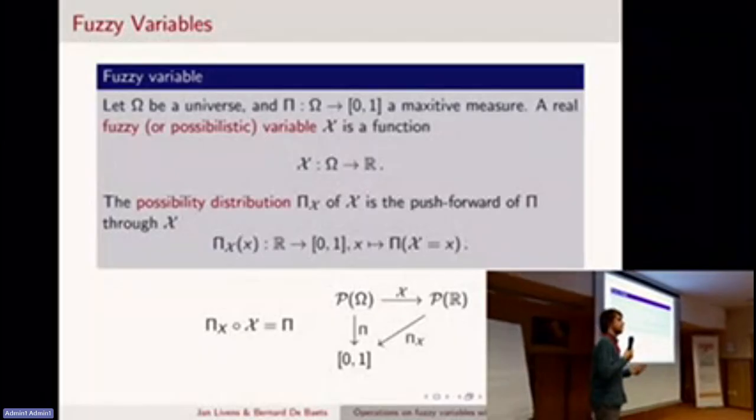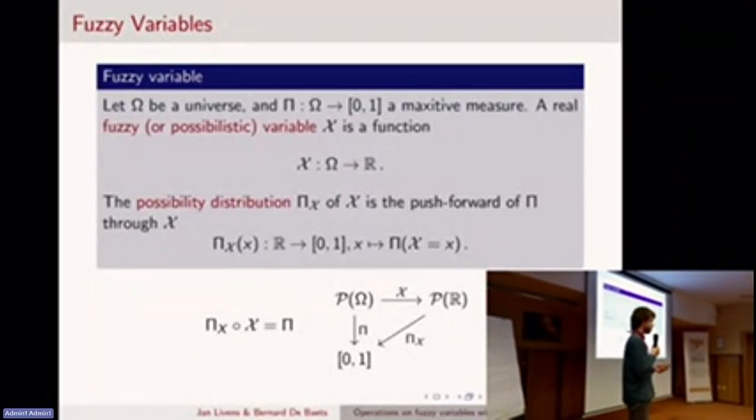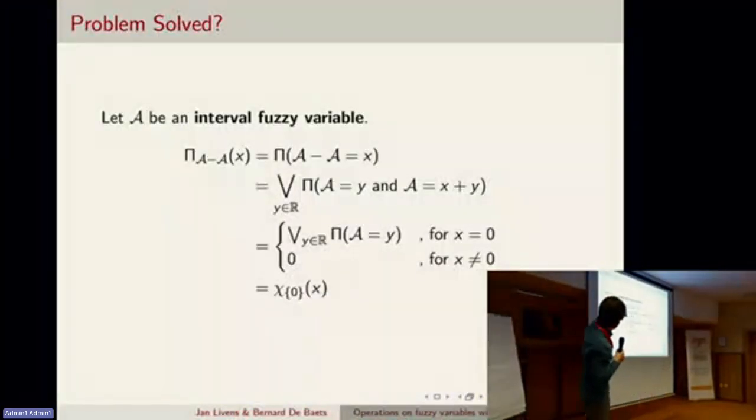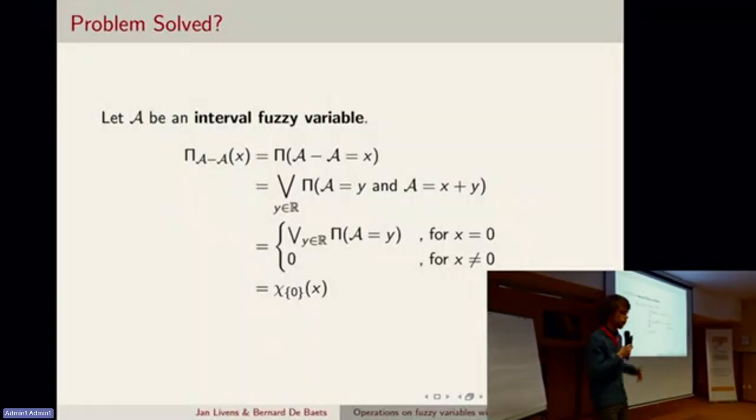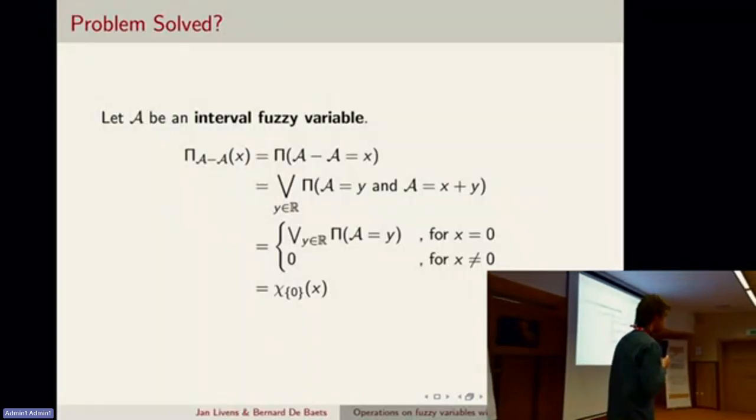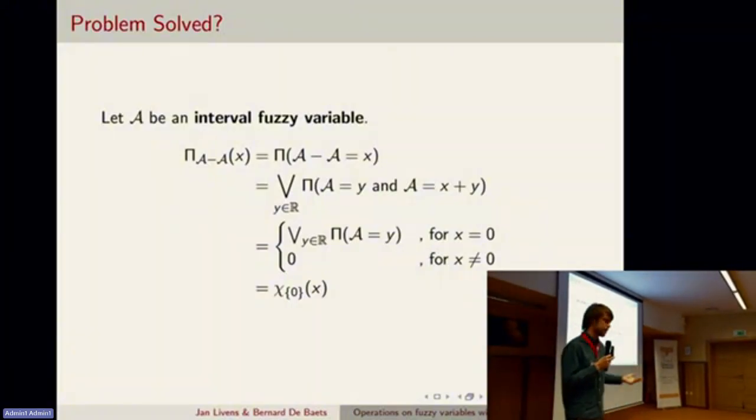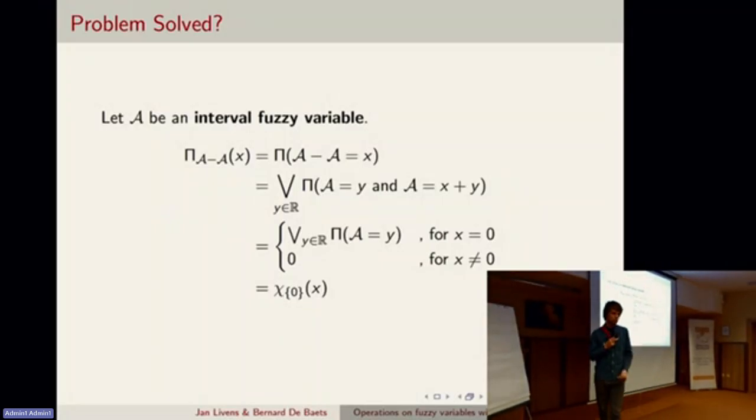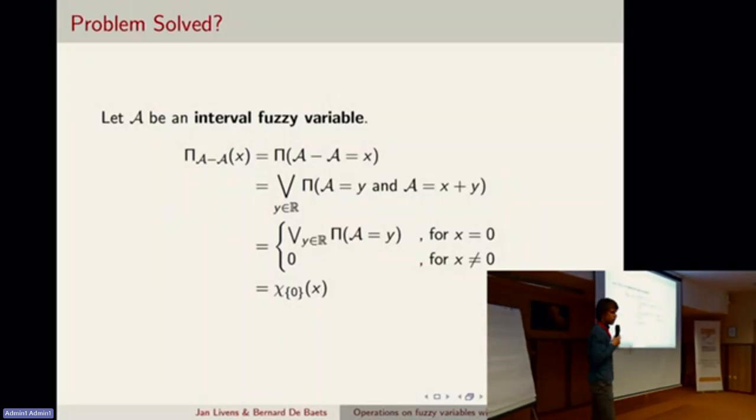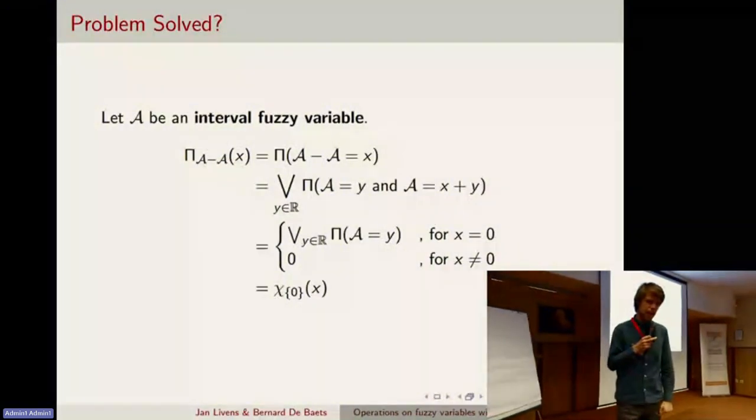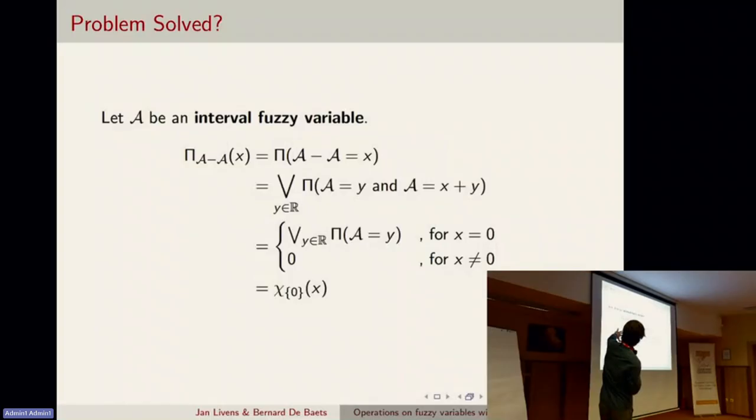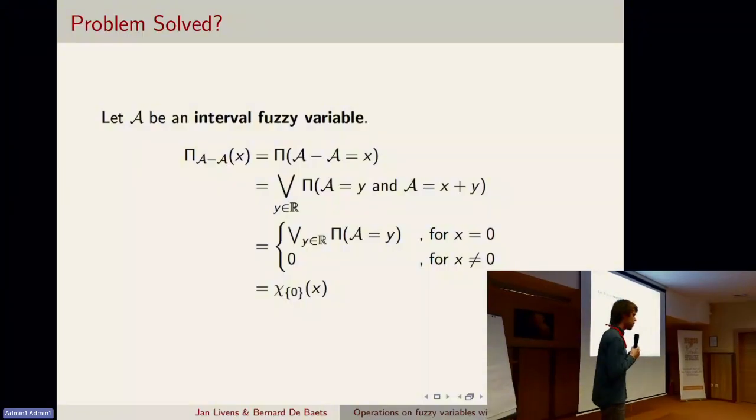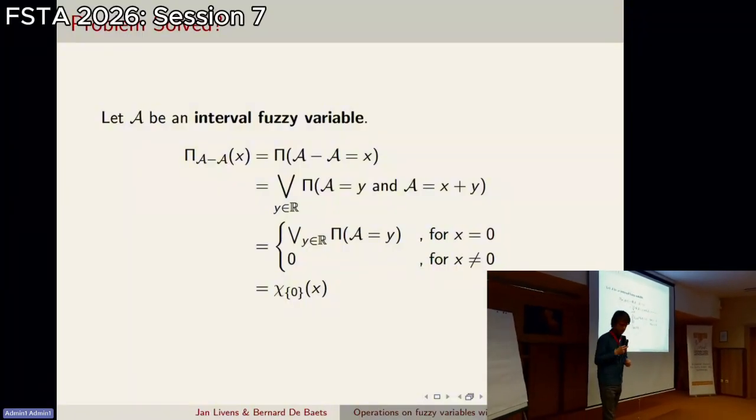Okay, so now let's try applying fuzzy variables to our original question. And that leads to the following. In this case, I will particularly use an interval fuzzy variable, which is a fuzzy variable of which the possibility distribution is a fuzzy interval. And we will try to look at the difference of the variable with itself. I made the calculation quite explicit here, mostly to show you that there's no magic involved. It's all normal, intuitive steps that lead us to the desired result.